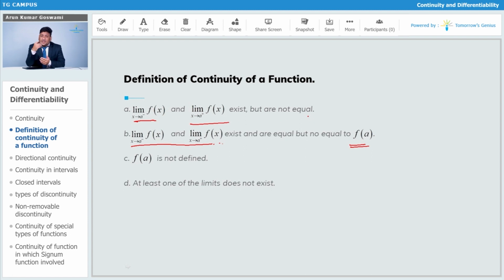Same thing: limits exist but they are not equal to the value of f of a. Third thing, f of a is not even defined. For example, 1 by 0 or square root of negative terms. If I'm getting 1 by 0 anywhere, it means this is not defined, or else square root of negative 1, that is also an undefined term. And last is that at least one of the limits does not exist. So if a limit does not exist, we can say that my function is discontinuous. So these are the points by which you can say that my function is discontinuous.